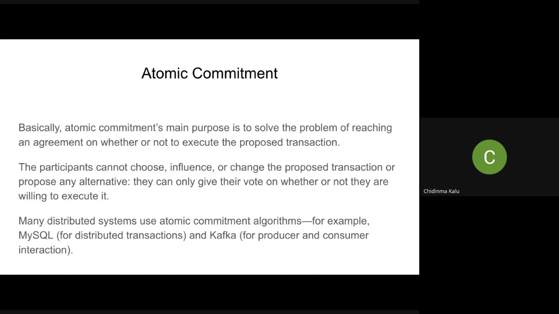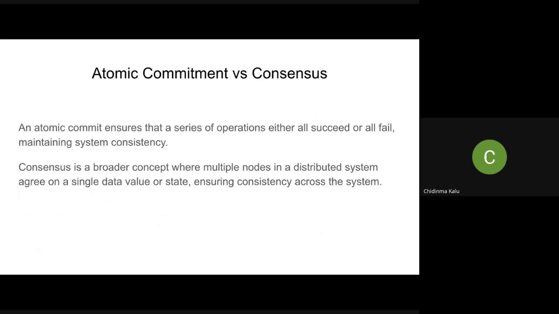Yeah, so atomic commitment's main purpose is to solve the problem of reaching an agreement on whether or not to execute the proposed transaction. Many distributed systems use atomic commitment algorithms, like MySQL for distributed transactions and Kafka for producer-consumer interaction. Many people confuse atomic commits and consensus. I fear that this is the part where we're going to have more conversations.